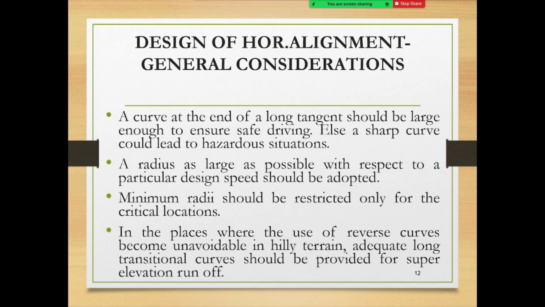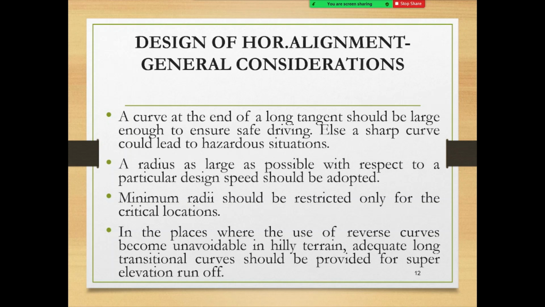So just think, if you are going to have a 70 km/h design speed, maybe the minimum curve, which we are going to discuss later, that can support 70 km/h may be say 200 meters. If it is 200 meters with some higher super elevation, what it says is don't always provide 200 meters. Go for higher radius curves, like 300, 500, 1000, 1200, 1500. And only in the critical locations, you go for that minimum curve. Minimum radii should be restricted only for the critical locations.